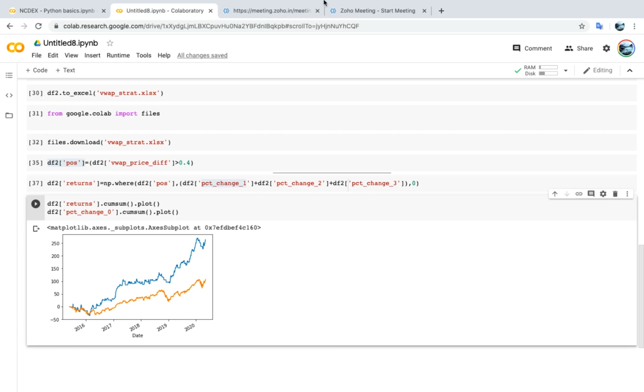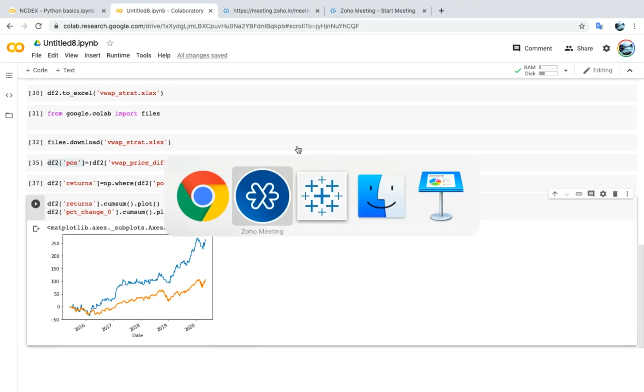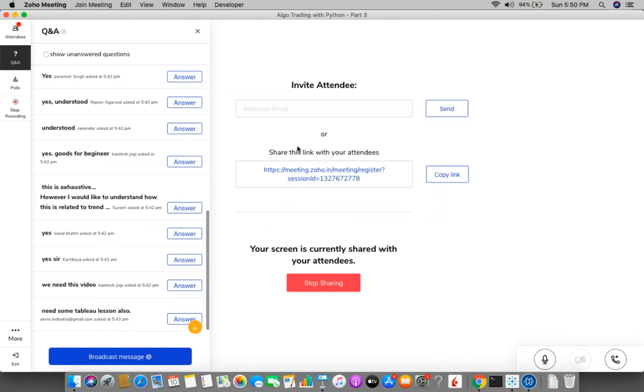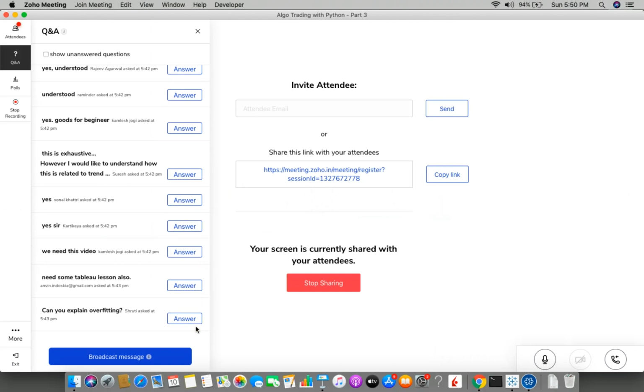So let us see if there are any more questions now. Mr. Anwin is saying we need some lessons in Tableau. Yeah, I would say if you start using it, it is very simple to use. No need to worry about that. You just download it, it's totally free.